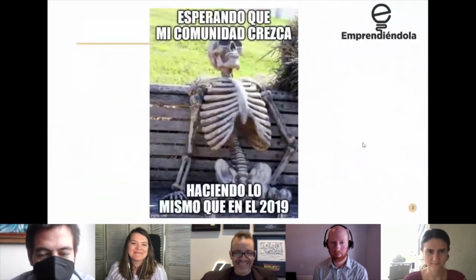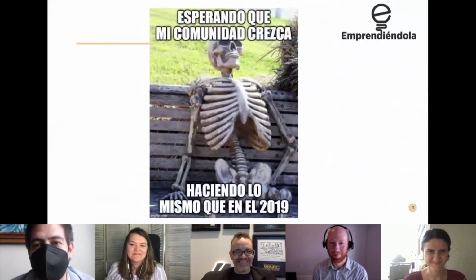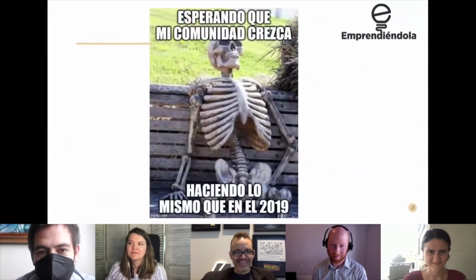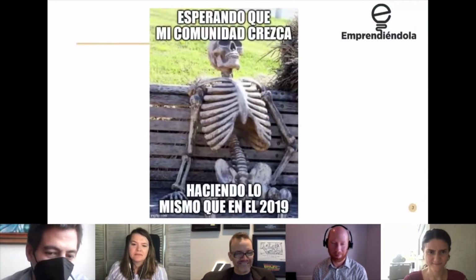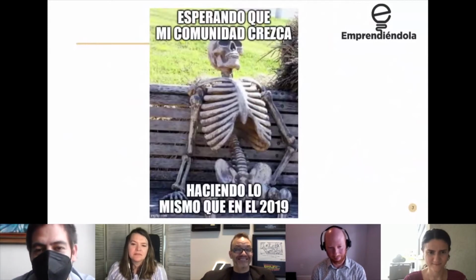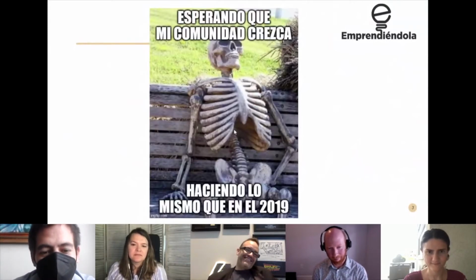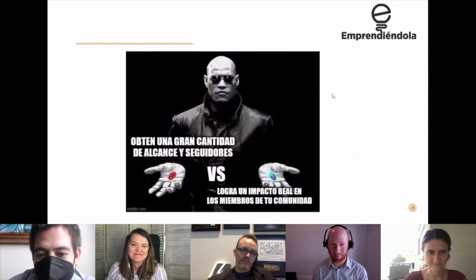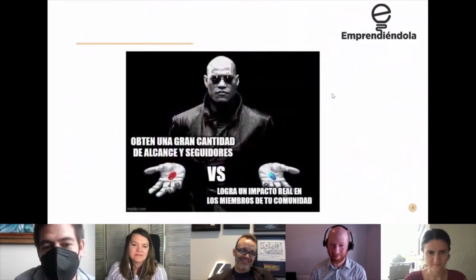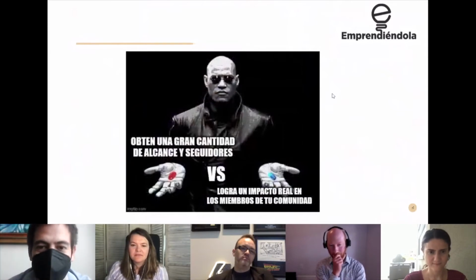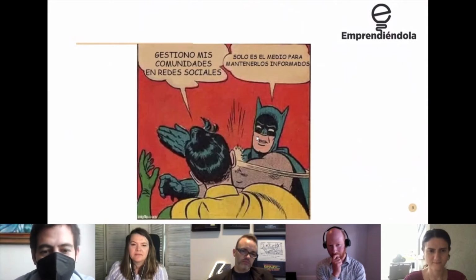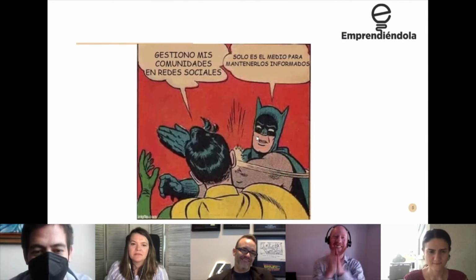Okay, we have some memes. I am going to translate. The first is from a word like project manager and entrepreneur and innovation, and everything is going to grow that community, doing the same in the year 2019. Another meme that we have is about having a lot of scope and followers, or having a real scope, real impact on your members. And the leader of the memes is Batman and Robin.